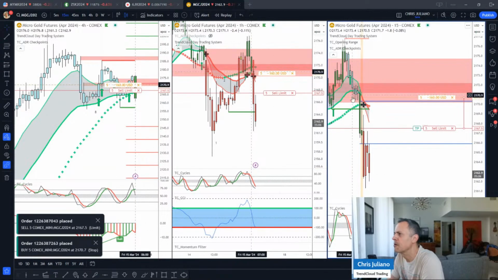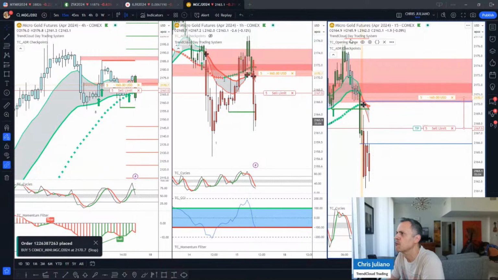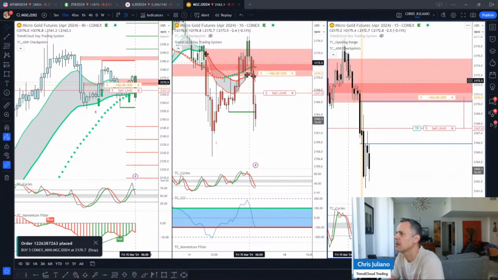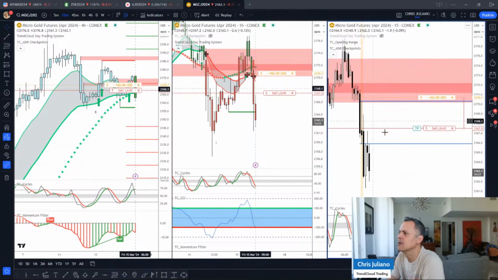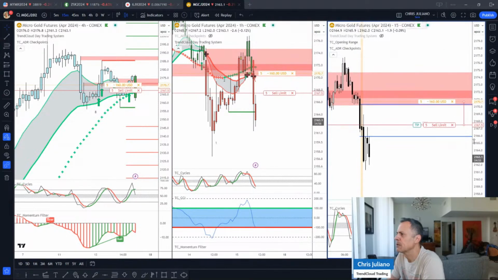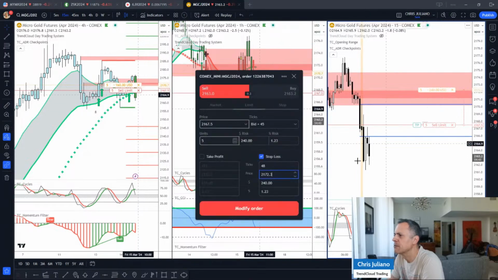We've got this up here. We've got this drop-based drop, drop-based drop on the 15 right in here. If we use the opening range, then we've got ourselves a nice little trade there. I would like to put it above that zone.